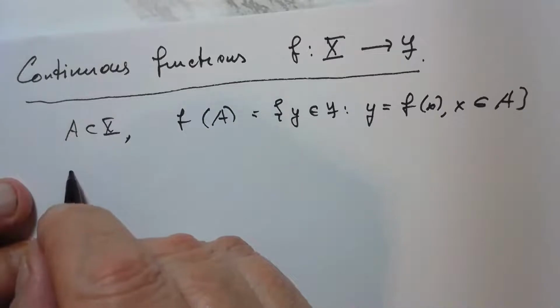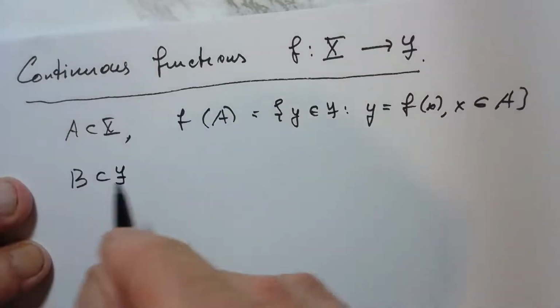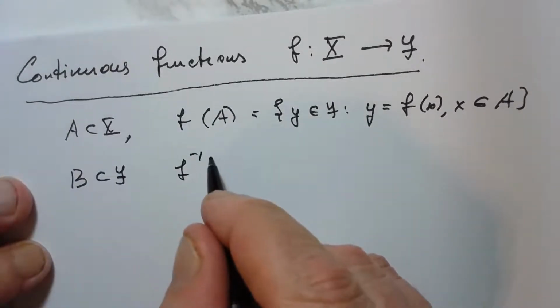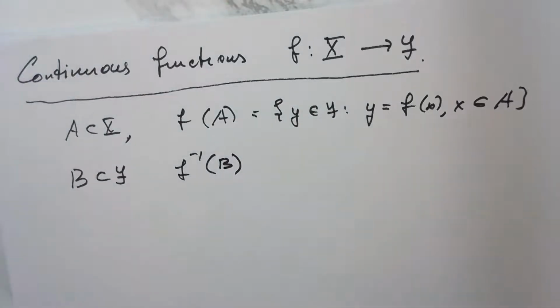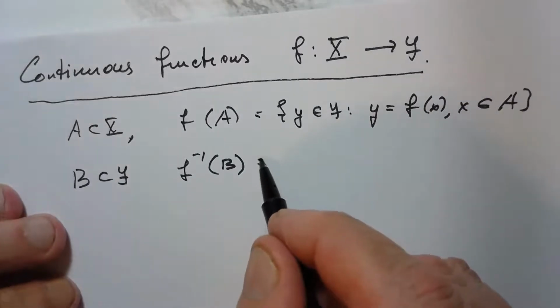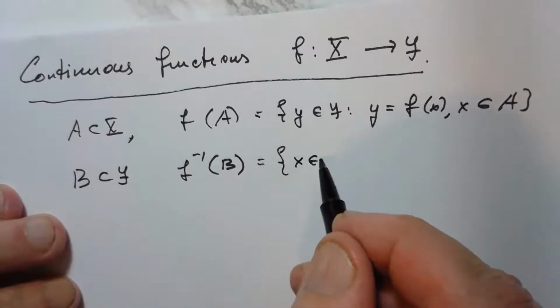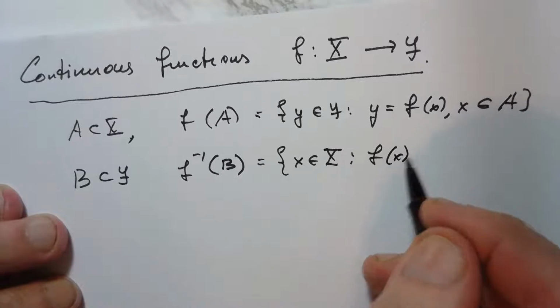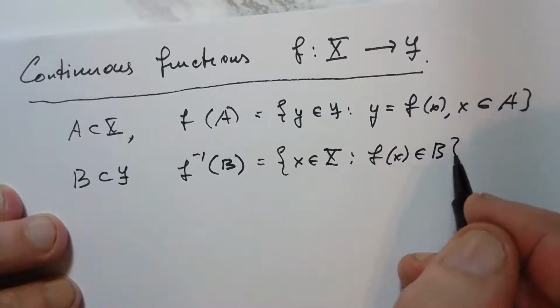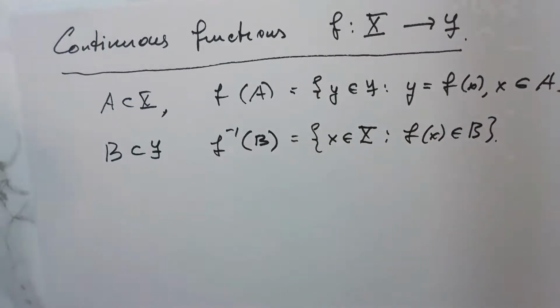But now if I have a set B in Y, I also have something called an inverse image of B. So notice that the function f may not be invertible. So f minus 1 may not be an inverse function, but the set here is defined to be the set of all x in X, such that f of x belongs to the set B, and this is called an inverse image of a set.